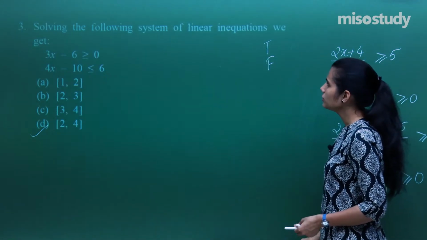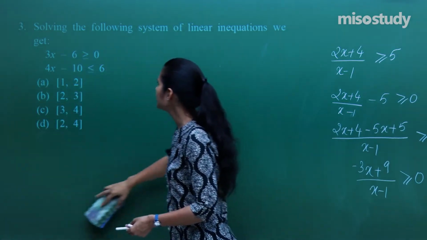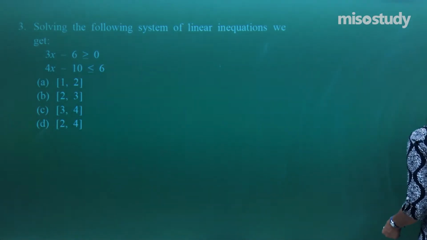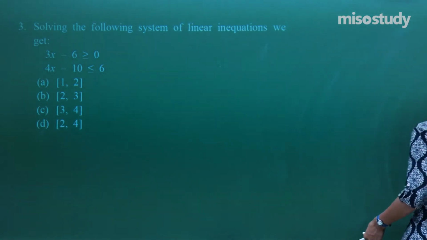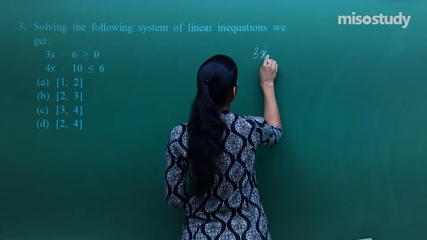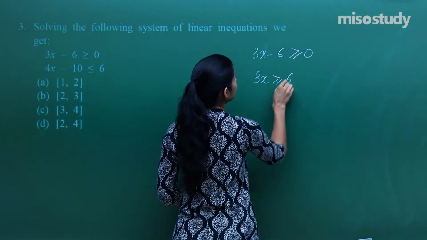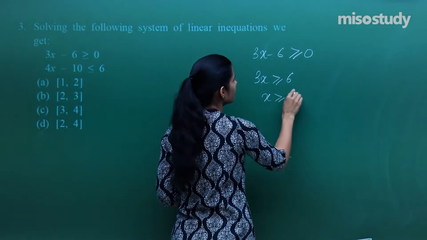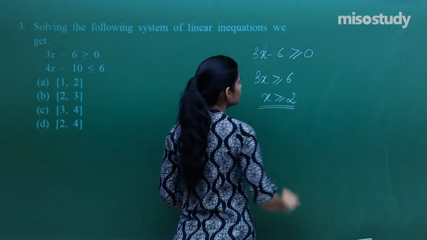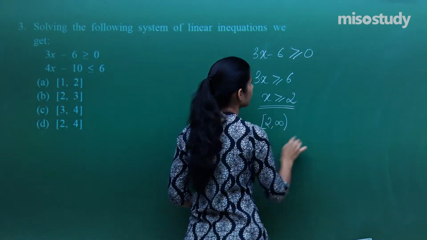Moving to the next question, we have: solve the following system of linear inequations. What is it that we get? Let's talk about this now. There is a system of linear inequations given to us. 3x minus 6 is greater than or equal to 0. This means 3x is greater than or equal to 6. x is greater than or equal to 6 upon 3, which is 2. Why? Because 3 is positive. This is the solution set for the first inequation, that is closed 2 comma infinity.